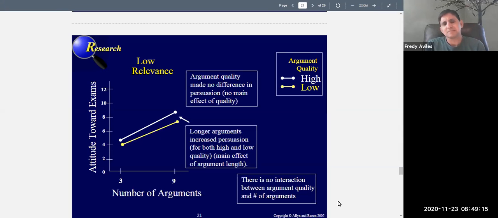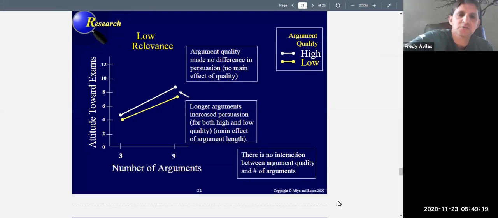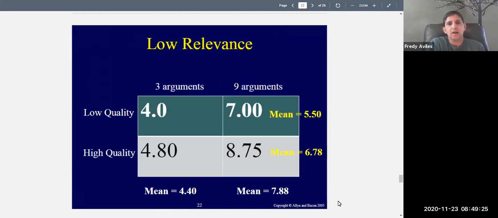That is a little bit interesting, but here's something more interesting. These are the results for the graph method, and now here's the table method. Now let's look at the table, right? You look at the numbers there, those are the averages. 3 arguments and low quality, the average is 4. 9 arguments, low quality, the average level of persuasion is 7. 3 arguments and high quality, 4.8. 9 arguments and high quality, 8.75, all right?